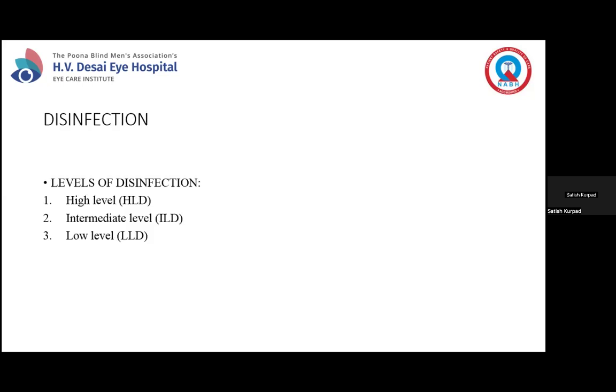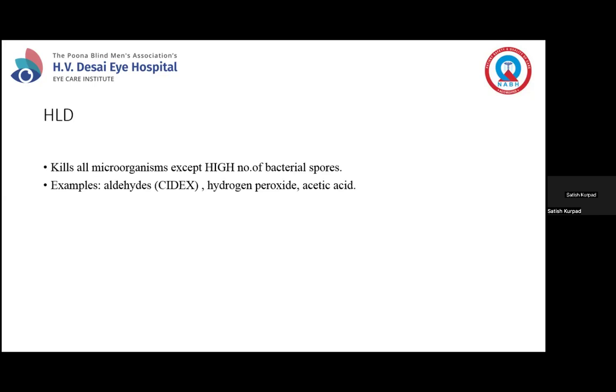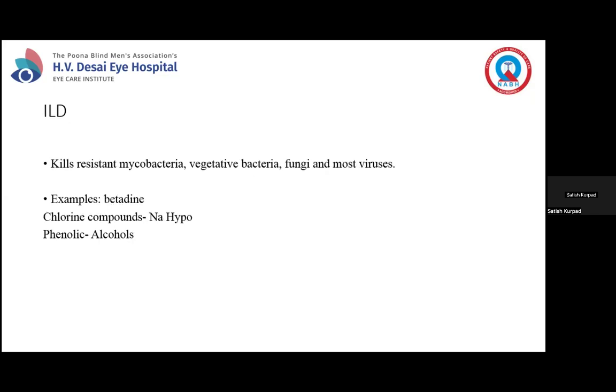The 3 levels of disinfection. The high-level disinfectant kills all microorganisms except a high number of bacterial spores. In this disinfection, we use aldehyde, hydrogen peroxide, or acetic acid.